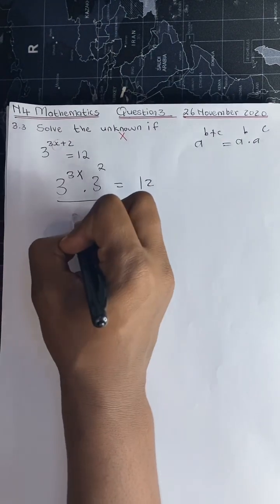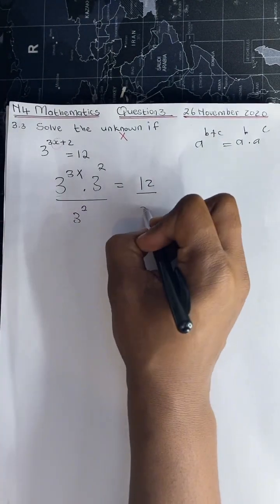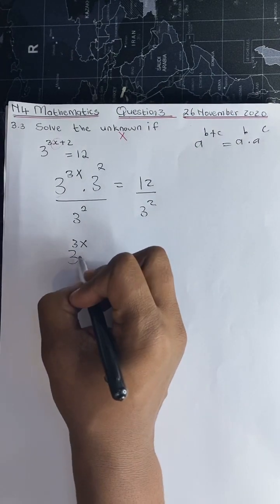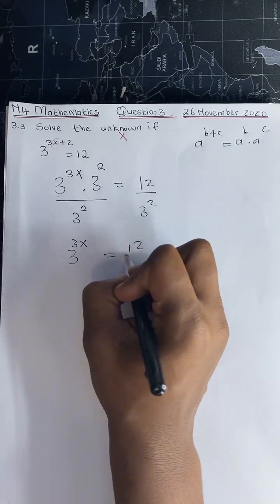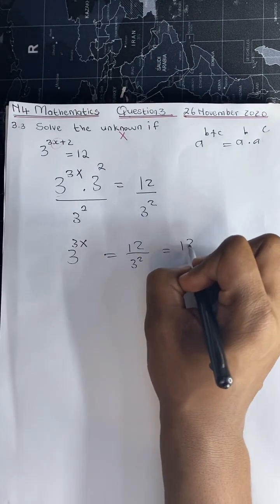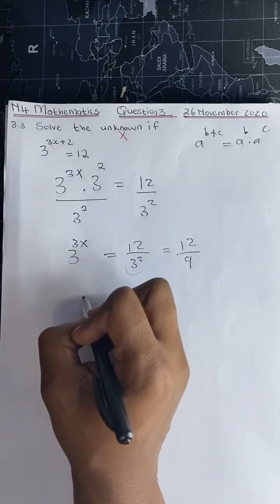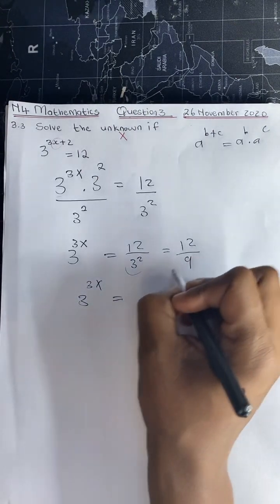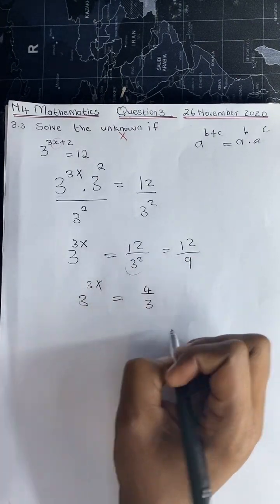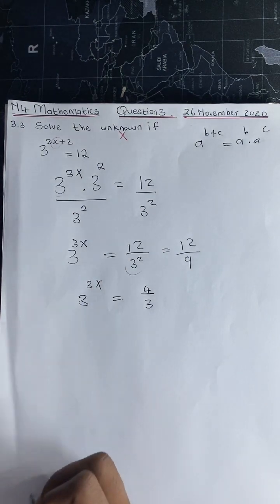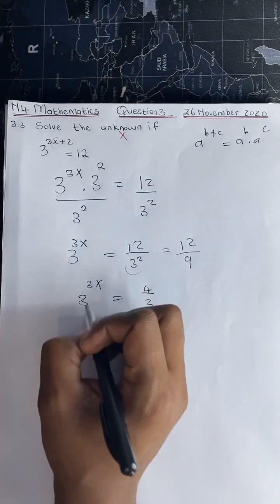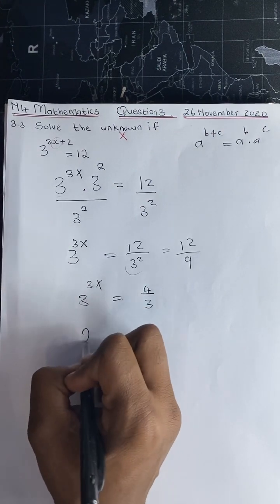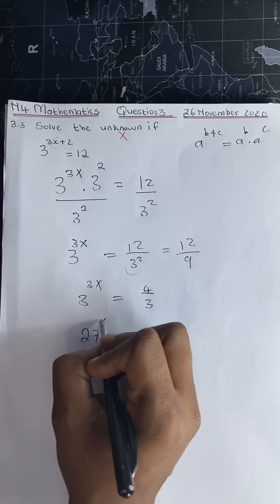Remember that when the bases are the same, we add the exponents. So from here, we divide both sides by 3 raised to the power 2, and we'll be left with 3 raised to the power 3x is equal to 12 divided by 3 squared, which we can write as 9. So 3 raised to the power 3x is equal to 12 divided by 9, which will be equal to 4 over 3. So from here, we have to use logarithmic rules again. But before that, we can express this as 3 raised to the power 3, which will be 27, but we still have to remain with the x.